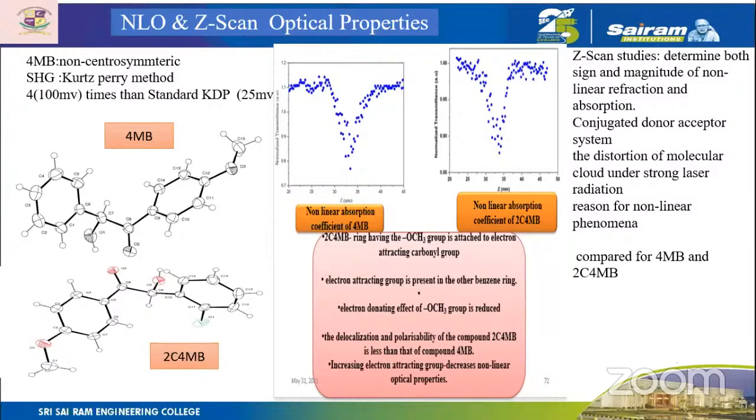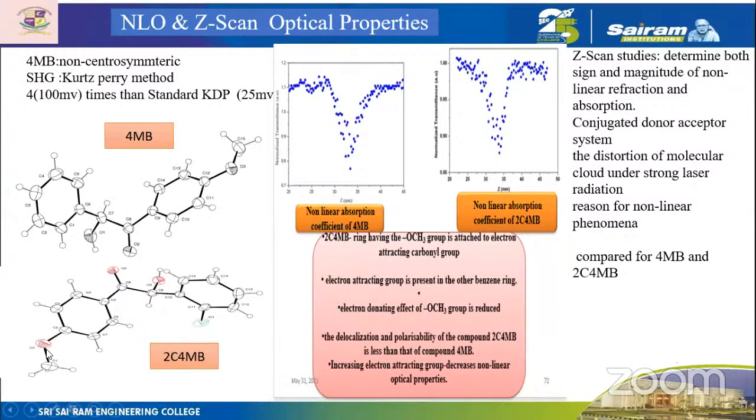Whereas the other crystals are not non-centrosymmetric. They were found to crystallize in centrosymmetric forms. I already told you, even though the core structure is the same, because of the substituent, the properties vary. You can easily see it from this compound. See here, only a methoxy group is present. When the methoxy group is present, the efficiency is 100 times that of the standard KDP.